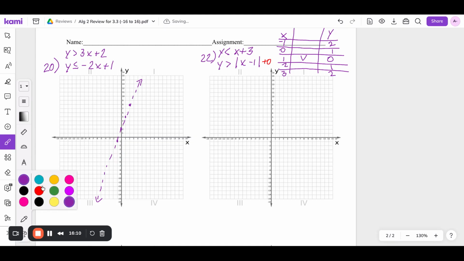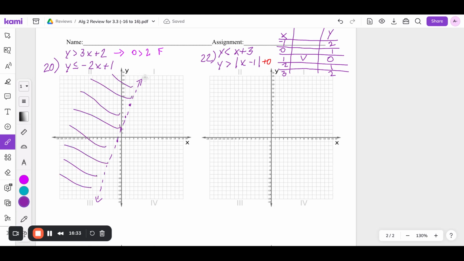The second one, I'm going to do my testing first for this, okay? It's not going through 0, 0, so I can test 0, 0. Is 0 bigger than 3 times 0, which is 0, plus 2, which is 2? Is 0 bigger than 2? No, it's not. That's false. So, because it's false, we're shading this side.